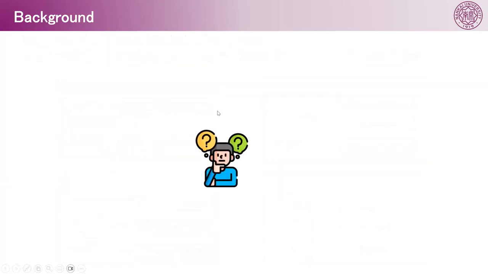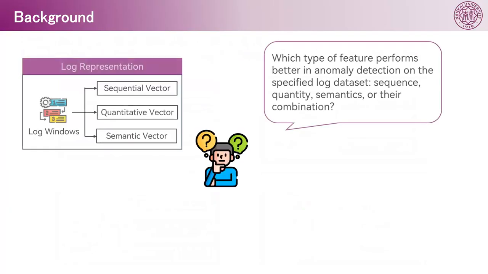Let's talk about log representation. Logs can be transformed into different types of vectors to help us analyze and detect anomalies. And this brings us to a quick question. Which type of feature performs better for anomaly detection? Should we focus on the sequence, the quantity, or the semantics, or perhaps a combination of these features?